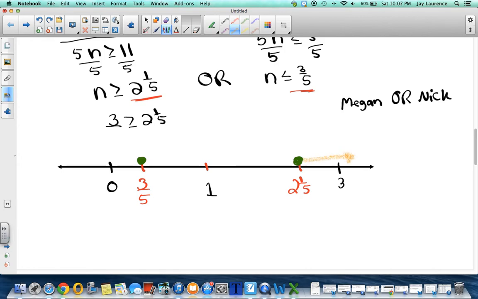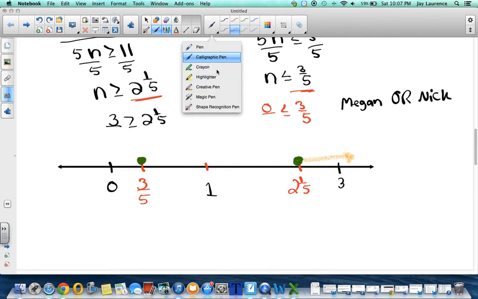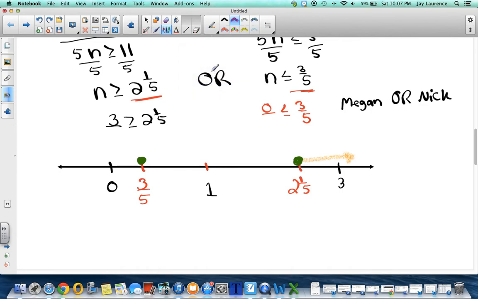How pretty. But over here, it says that blank is less than or equal to 3/5. Well, 0 is less than or equal to 3/5. Remember, you don't want to pick the endpoint when you do that. So I'm going to shade toward the 0. Where's my crayon? There's my crayon. So I'm going to shade that way, putting an arrowhead.